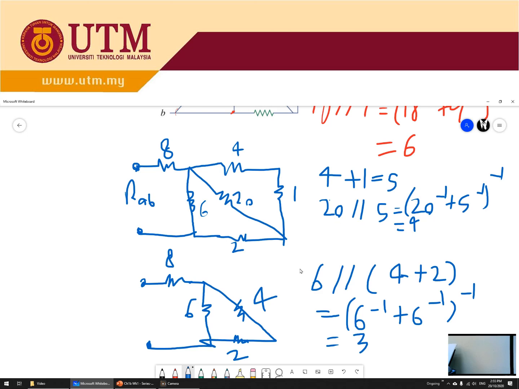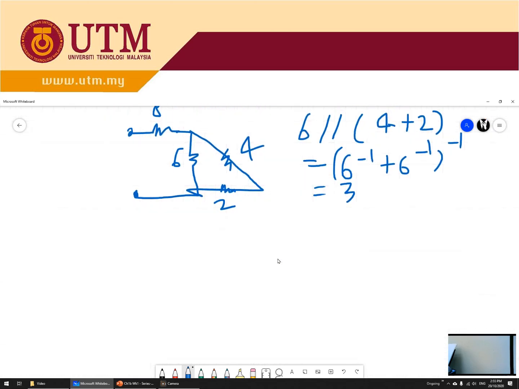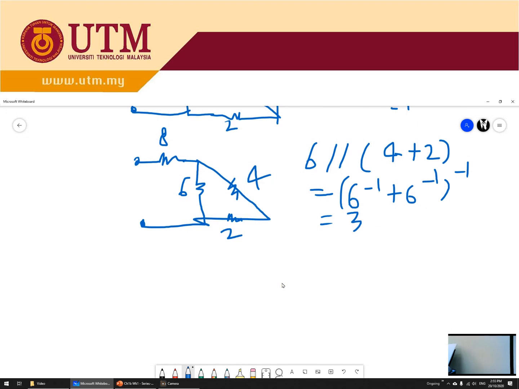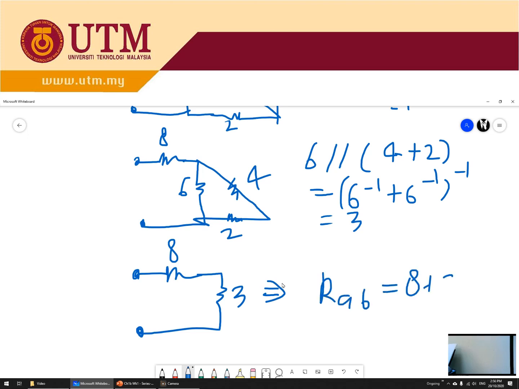So again, redraw. This one is 8. Then this one is 3. So RAB equals 8 plus 3 equals 11.